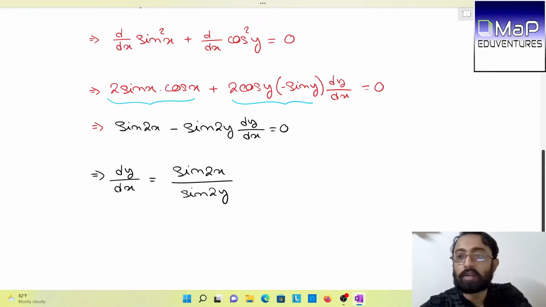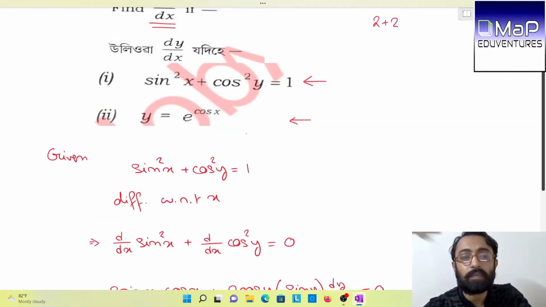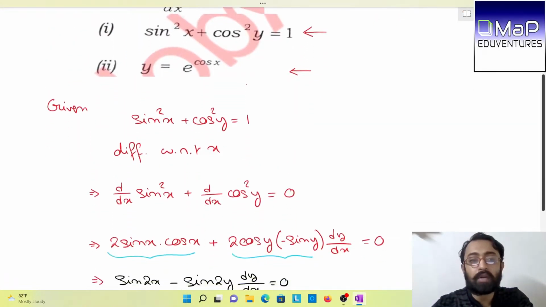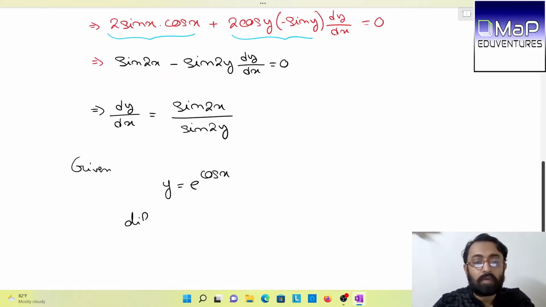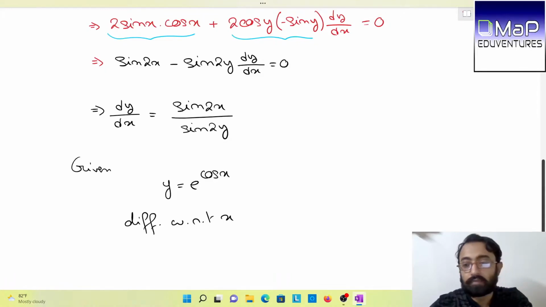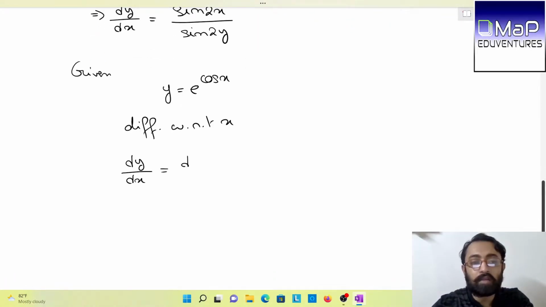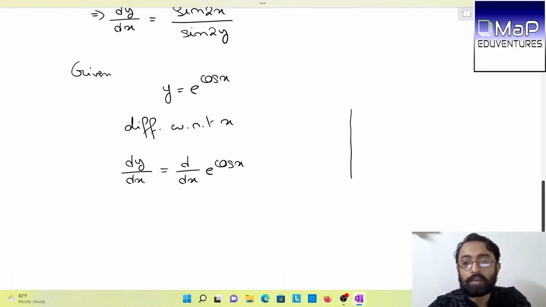So a very simple question. Okay, next question, y equals e to the power cos x. Differentiating with respect to x, dy by dx equals d/dx of e to the power cos x. Now exponential function differentiation is a problem for many, so let me explain it one more time. d/dx of e to the power x, we all know, is e to the power x. d/dx of e to the power mx.